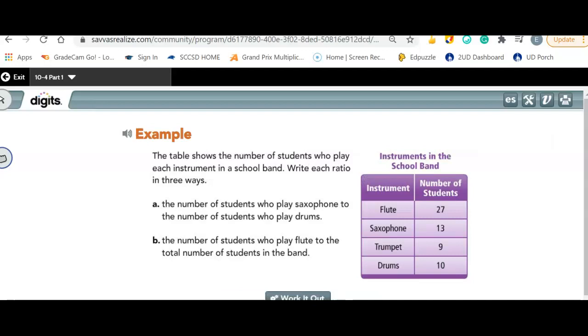On that 10.1 notes, part 1, it says, the table shows the number of students who play each instrument in the school band. Write each ratio 3 ways. We don't need to write it 3 ways. Just write it as a fraction.